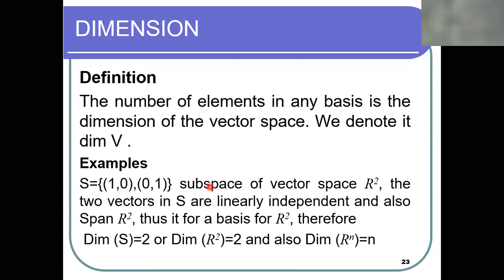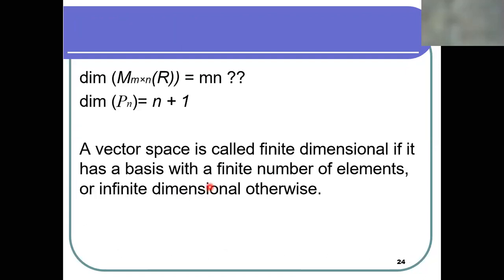Dear student, if the dimension of any vector space is finite, in that case we say it is a finite dimensional vector space, and if the dimension of a vector space is infinite, in that case we say it is an infinite dimensional vector space. So the dimension of the space of m cross n real matrices is m into n, and the dimension of Pn, the polynomials of degree n, is n plus 1. I have discussed finite and infinite dimensional vector spaces.